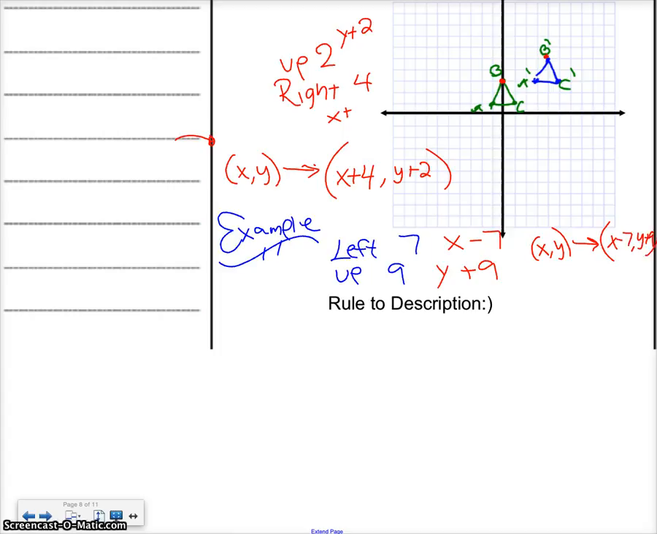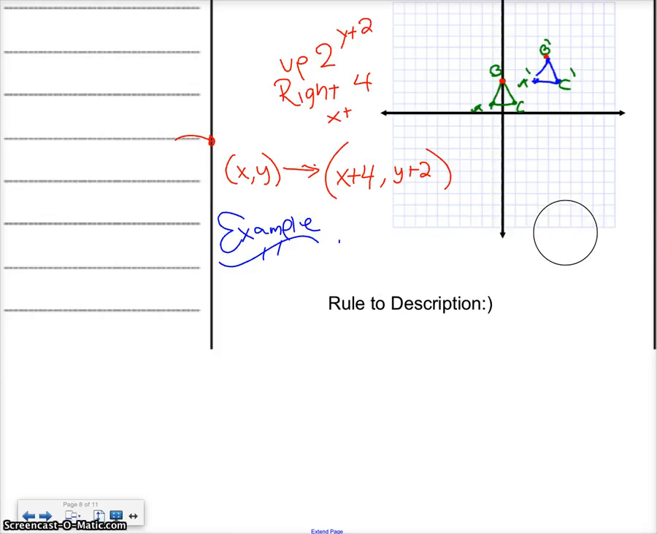Okay. Let's do another one because you love this. Okay, here's another one. I want it to be down 8. Notice I'm just being random if I put x or y first, but when you write the rule, you can't be random. Down 8 to the right 5. What would the rule be that models this? Translation.